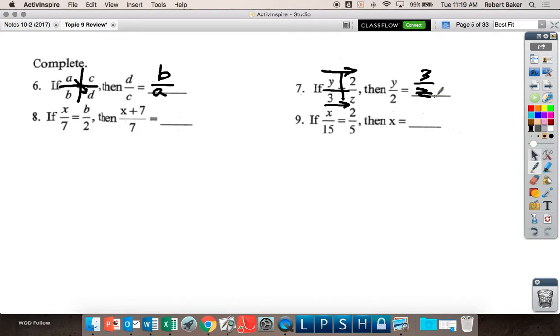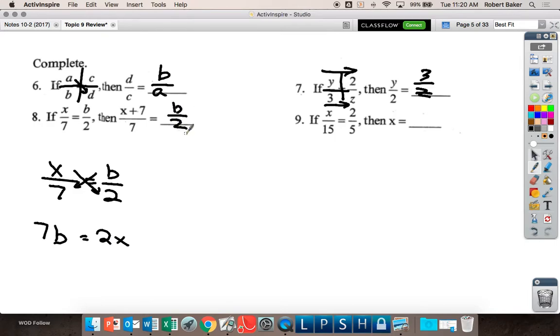And then here we are for this one. X over 7 equals B over 2. You get 7B cross multiplying this way, and you get 2X cross multiplying that way. Right? So if I put B over 2, I would get 2x plus 14. If I cross multiply this way, I would get 7b.